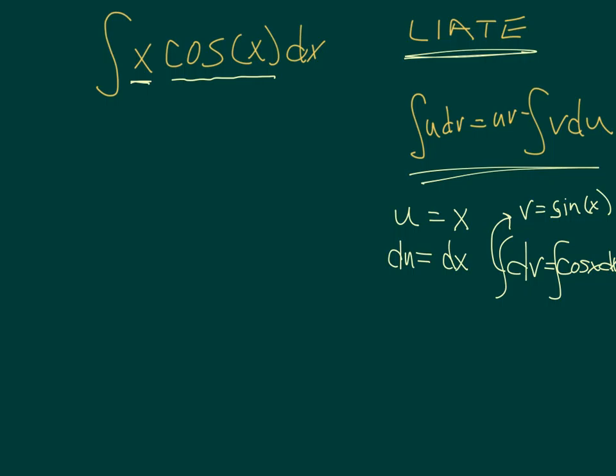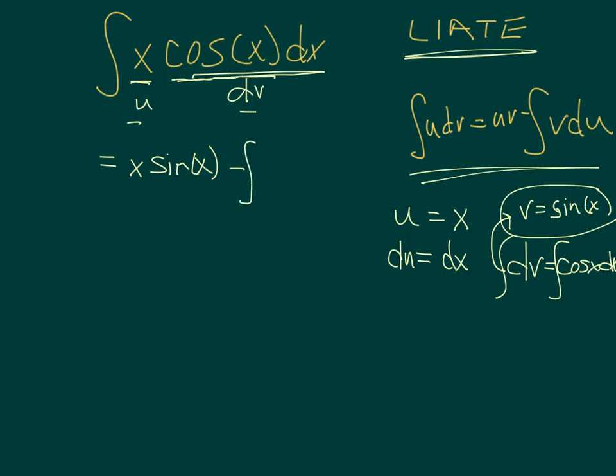All right, and now we can just use our formula as long as we've got everything we need. Okay, so this is our dv, this is our u. So we're going to plug it into the formula. The integral of u dv should equal u times v, which we found over here, minus the integral of v, which is what we just said, sine x, du.